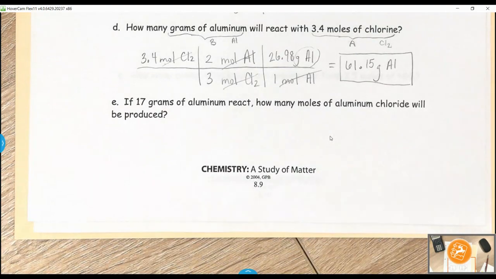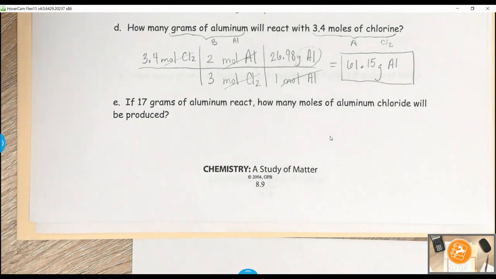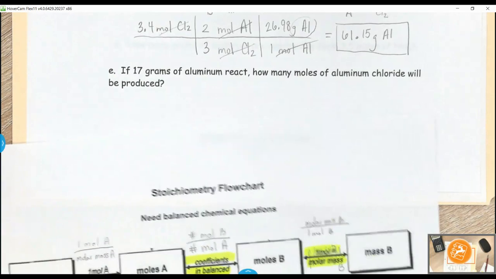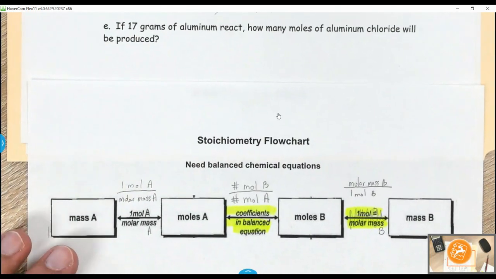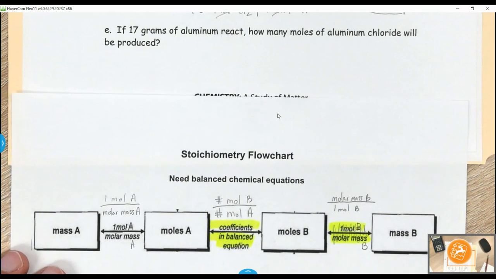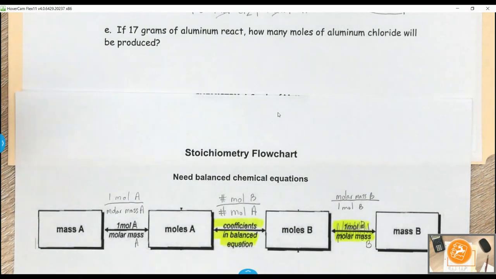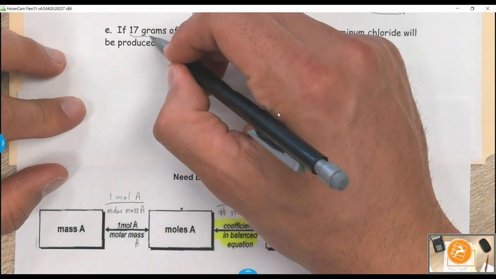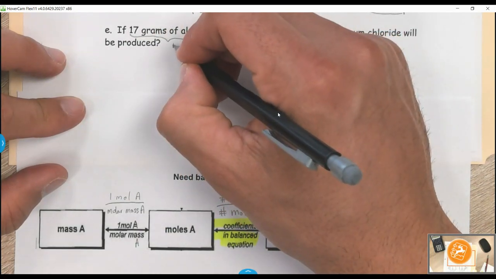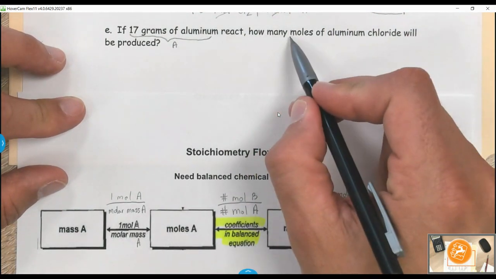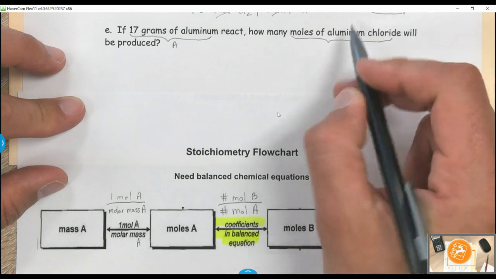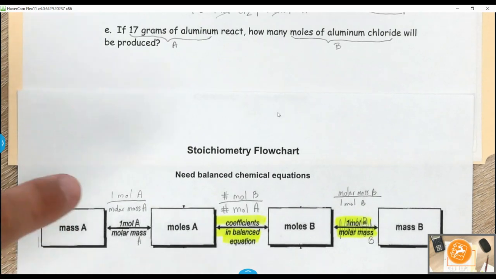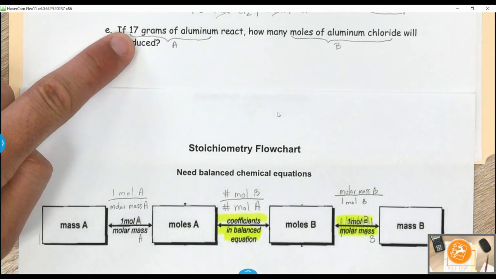Okay. So we can take one more look at these. 17 grams of aluminum react to figure out how many moles of aluminum chloride would be produced. So 17 grams of aluminum, that is substance A. How many moles of aluminum chloride? That is going to be B. So where am I starting, guys? Am I starting in mass of A or moles of A? Mass, because I'm given grams.